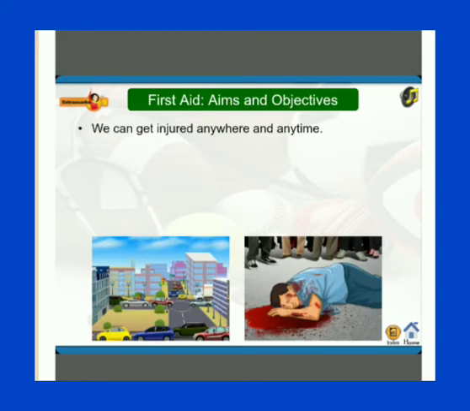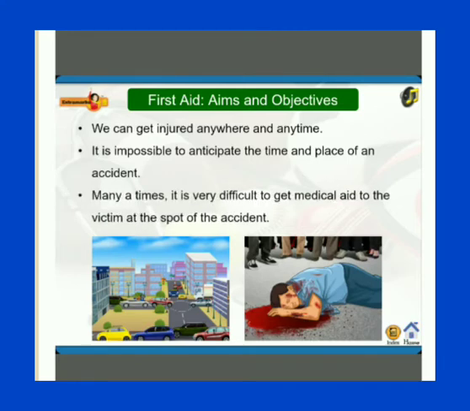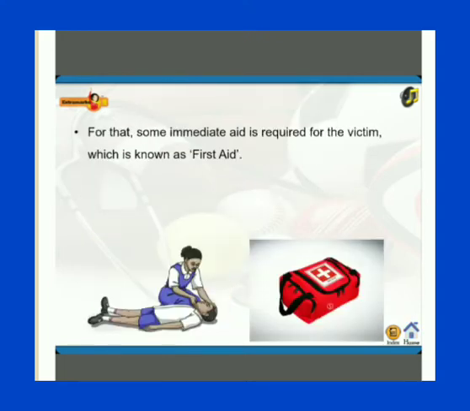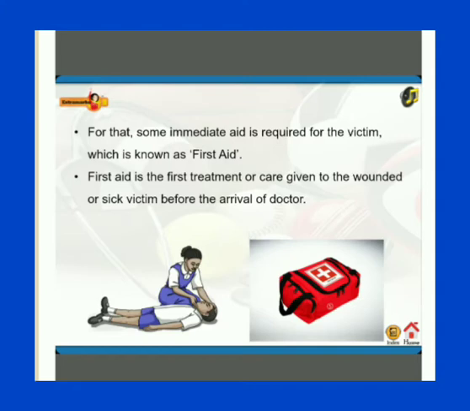Aims and objectives. We can get injured anywhere and anytime. It is impossible to anticipate the time and place of an accident. Many a time, it is very difficult to get medical aid to the victim at the spot of the accident. Some immediate aid is required for the victim, which is known as first aid. First aid is the first treatment or care given to the wounded or sick victim before the arrival of a doctor.